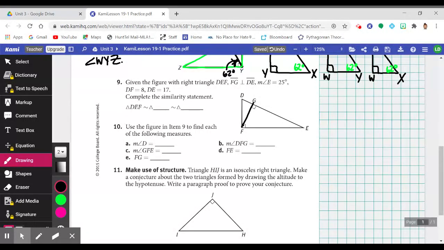It says complete the similarity statement given that the measure of angle E is 25 degrees, DF is 8, and DE is 17. So I'm going to do this in a similar fashion to the last one. I'm going to draw a large, medium, and a small right triangle, all with the right angle in the lower left position. So in terms of our large triangle, DEF, F is the right angle vertex, with FE being the longer leg, so E will be up here, and FD will be our shorter leg, so D will be here.